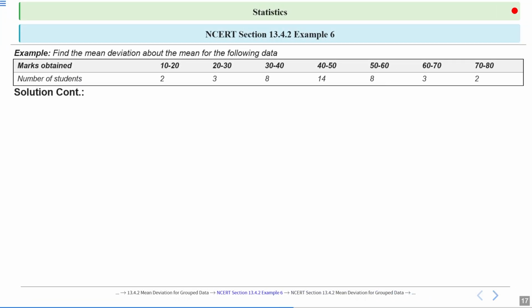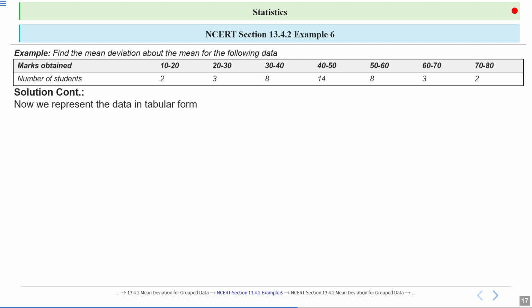So the question asks us to find the mean deviation about the mean for a set of marks obtained by students. Notice the table. The first row shows the marks intervals like 10 to 20, 20 to 30, 30 to 40, 40 to 50, and so on. The second row shows how many students scored within each interval. So let's solve this example step by step.